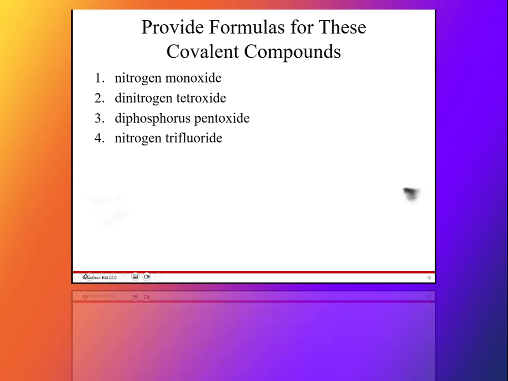All right. So here, you're given the name, you write the formula. Nitrogen monoxide, dinitrogen tetraoxide, diphosphorus pentaoxide, nitrogen trifluoride. See, those are really easy. They're telling you how many of each are present, and if they don't say, then it's understood to be one. Okay. Very easy. Like I said, most people get these correct.